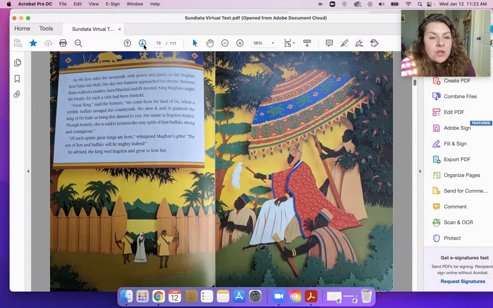Her name is Sogolon Kaju. Though homely, she is said to possess the very spirit of that buffalo, strong and courageous.